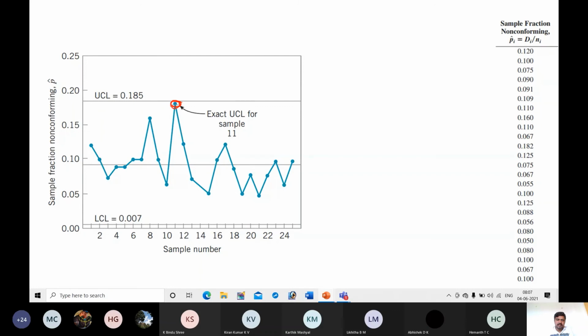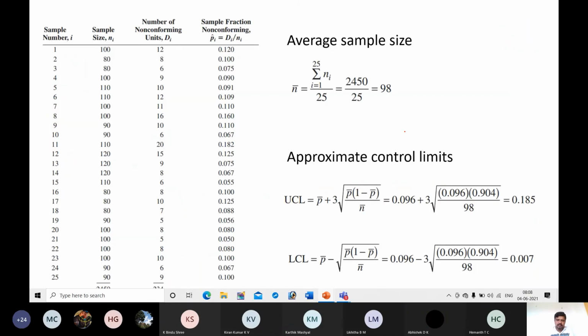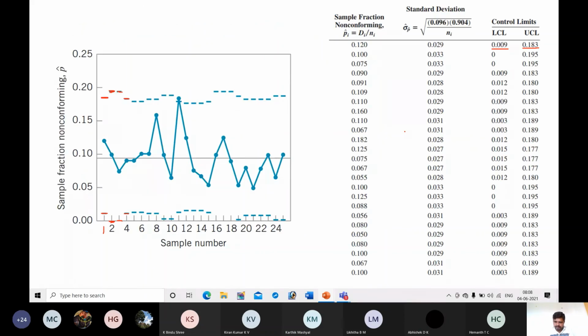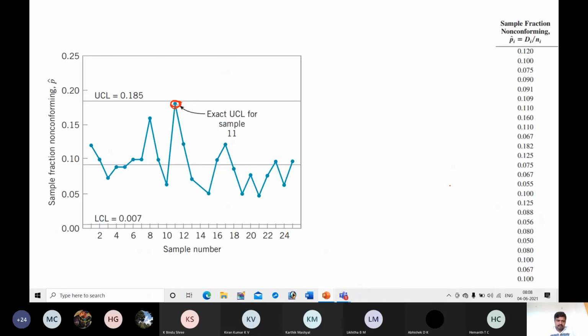So you have to find out the actual control limits for this sample. It is for sample number 11. We already determined control limits by considering actual values. So this is sample number 11, and these are the actual control limits: 0.012 and 0.180. 0.012 is the lower control limit, no problem. The upper control limit is 0.180.